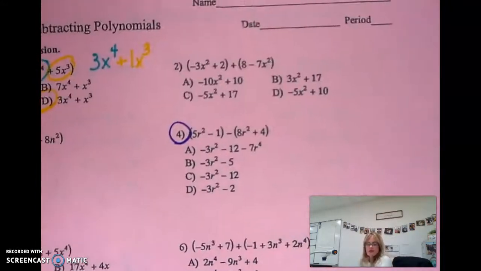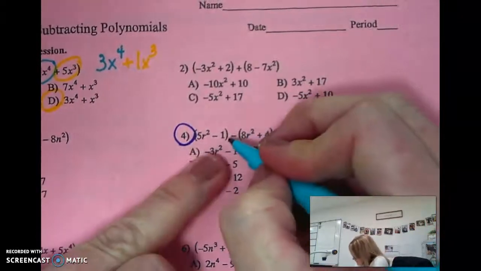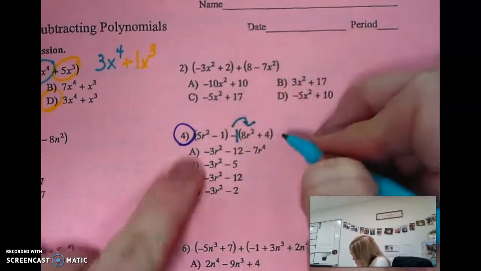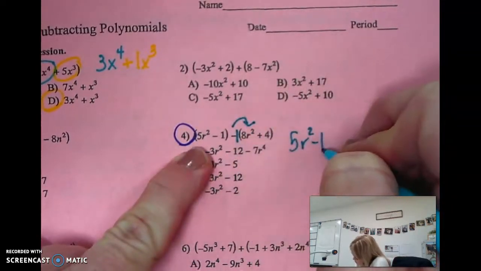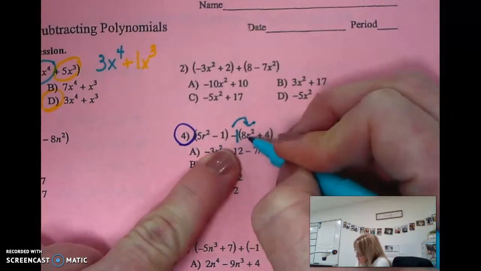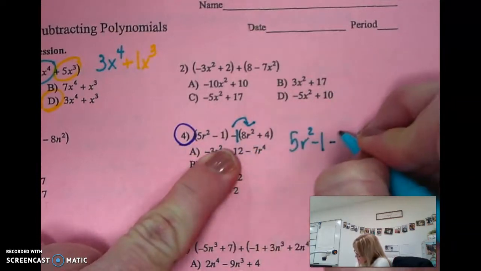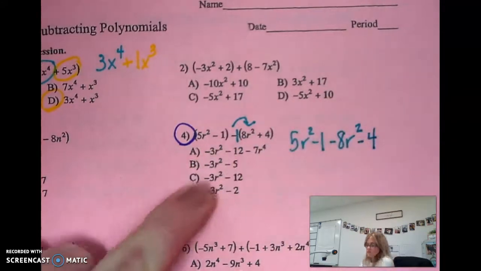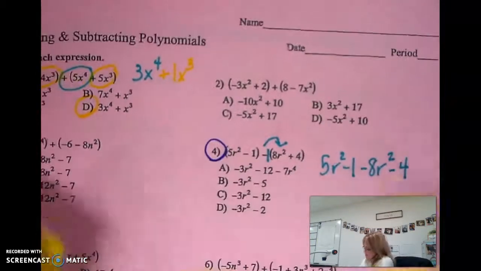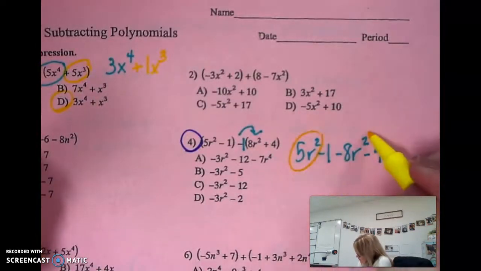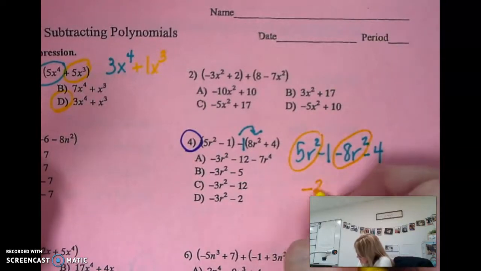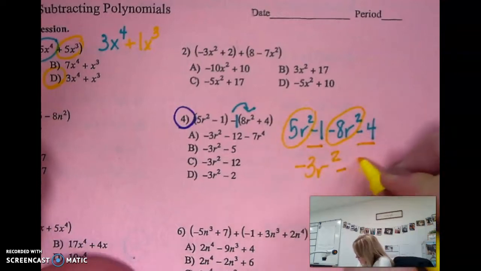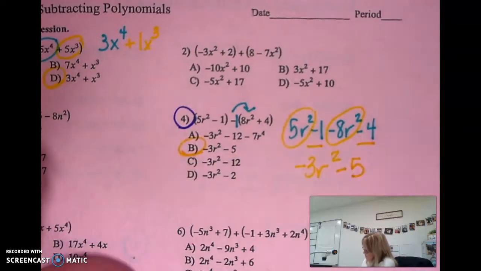Now, when I multiply, remember this is like having a negative 1 in front. So you have to distribute. So the 5r squared minus 1 stays the same. But now negative 1 times 8r squared is negative 8r squared. And negative 1 times a positive 4 is a negative 4. And now we combine like terms. 5r squared and a negative r squared is a negative 3r squared. A negative 1 and a negative 4 is a negative 5, so letter B.